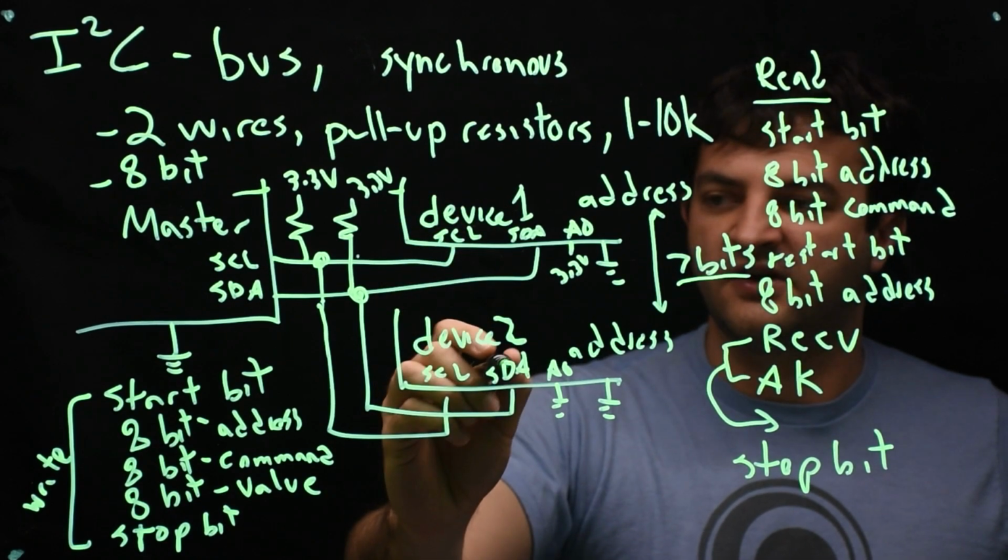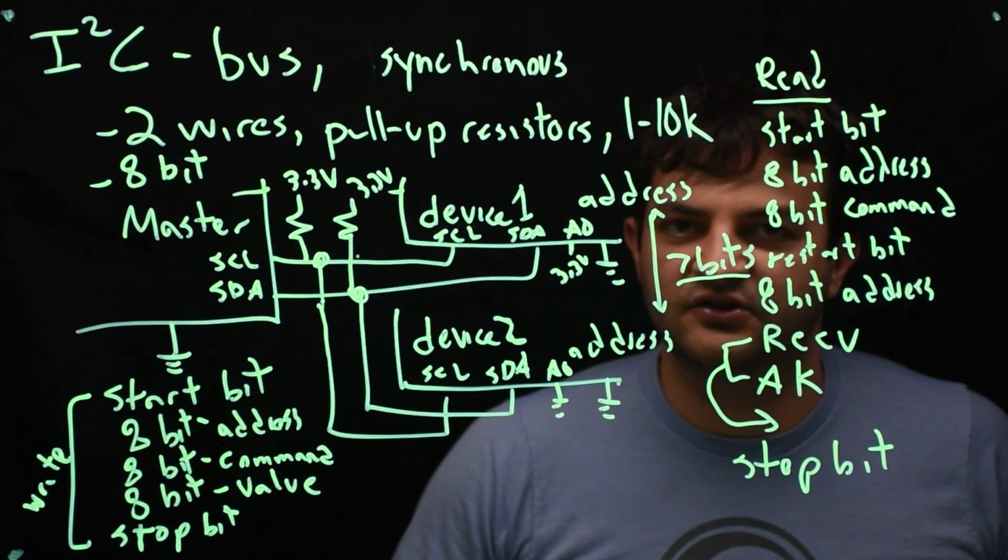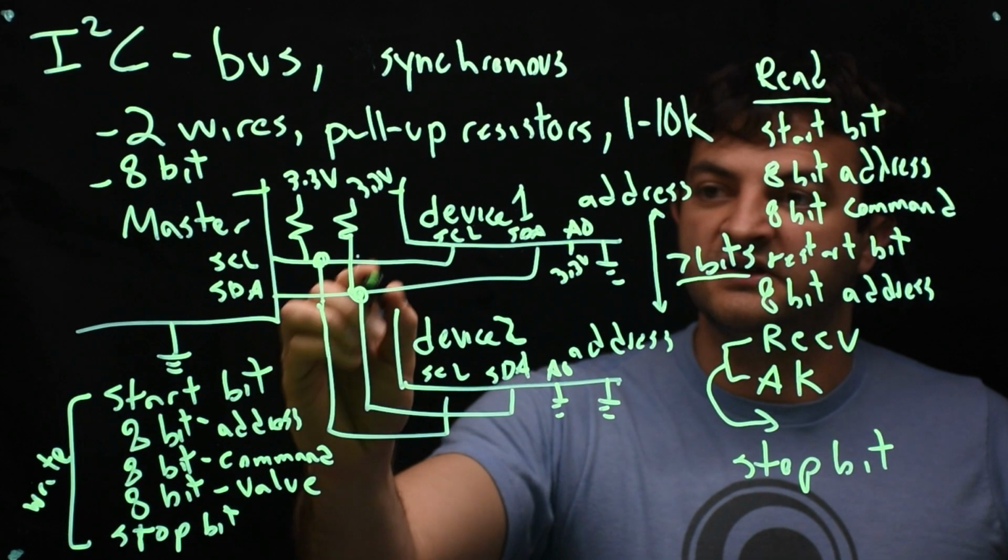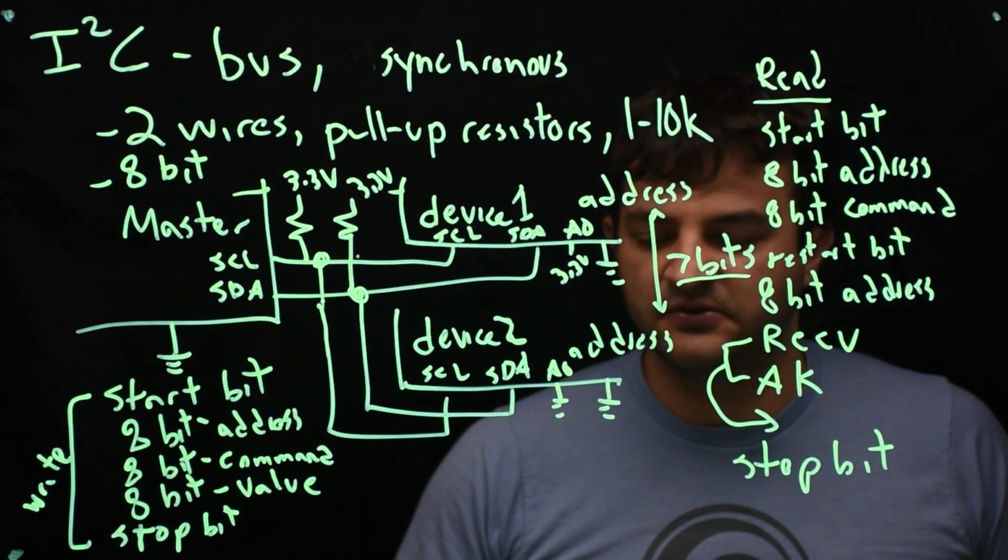And how many devices can we talk to? Well, a 7-bit address means we can talk to up to 128 different chips using just 2 wires. So that's pretty cool.